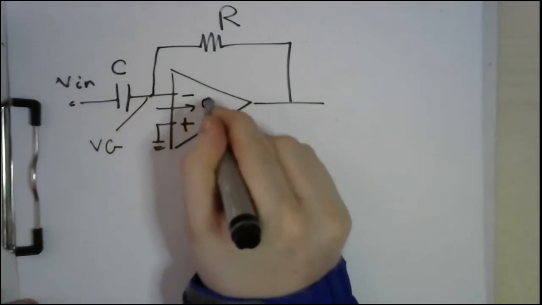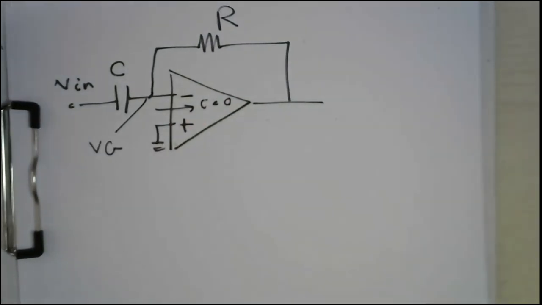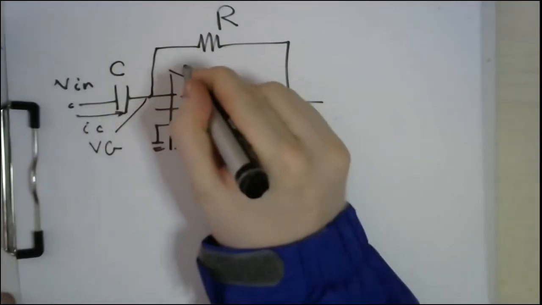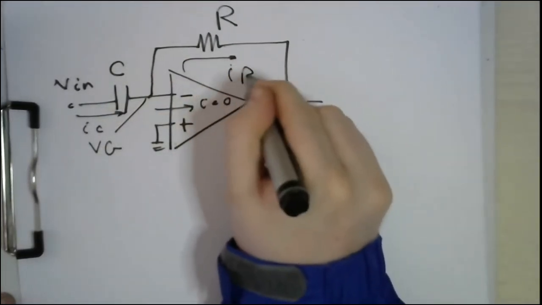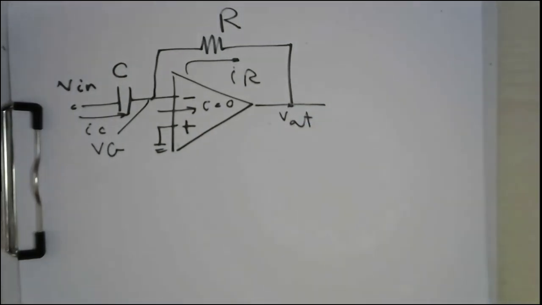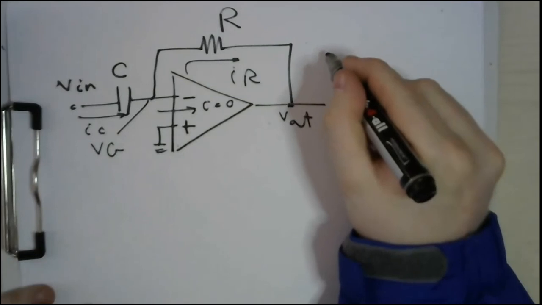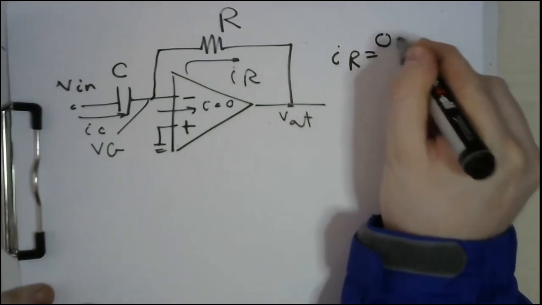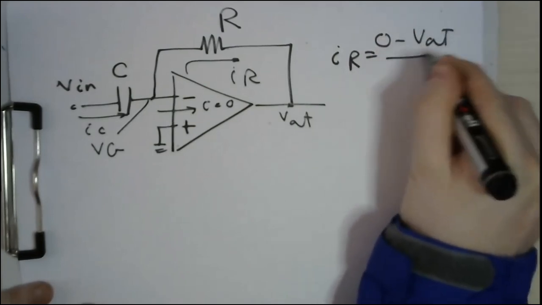The current flowing here, I, equals 0. So the same assumptions. Now the current flowing here, let me call it IC, will equal the current flowing in the resistance R. This is V out. So the current flowing in the resistance is equal to 0, the virtual ground point, minus V out over R. So IR equals 0 minus V out over R.